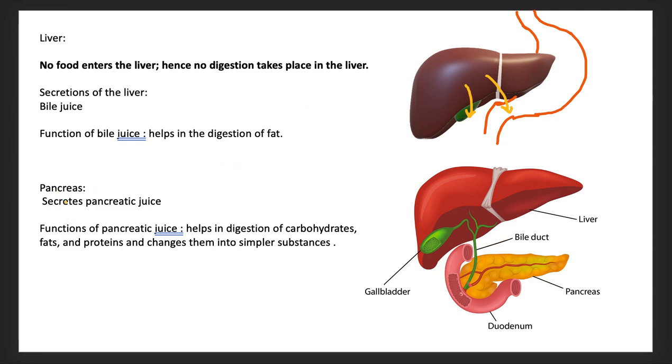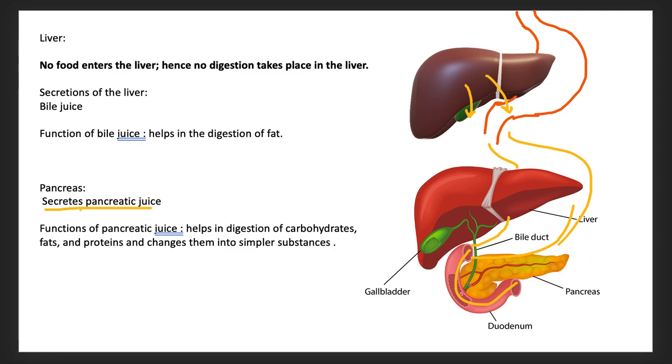Then we have the pancreas. So what does the pancreas do? It secretes pancreatic juice. Let me draw the stomach for you. Let's say that's your stomach. This yellow part is your stomach. So that's the stomach, and here we have the liver, and this over here is the small intestine. Now this yellow organ that you see is the pancreas.